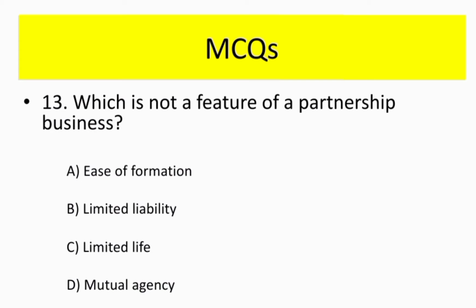Now come to question number 13, which is not a feature of a partnership business. C, ease of formation, definitely yes. Limited liability, option number B, definitely not. Limited life, no. Partnership can be made at will also. D, mutual agency. So the correct answer is option number B, limited liability. This is definitely not a feature of a partnership business because a partnership business has unlimited liability.